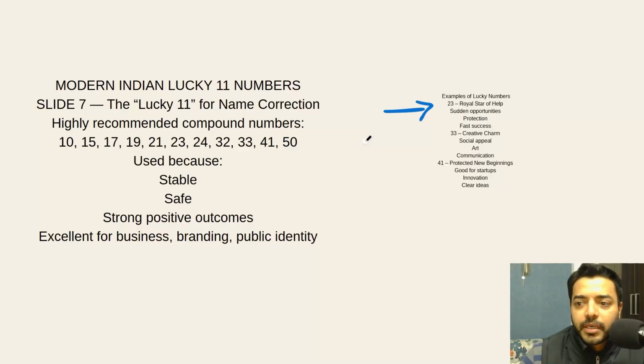Royal star of help, sudden opportunities, protection, fast success. So if you want to correct your name or your business name or a baby's name, you can match it up to 23 by using the right characters. And then the name will have a lucky vibration.